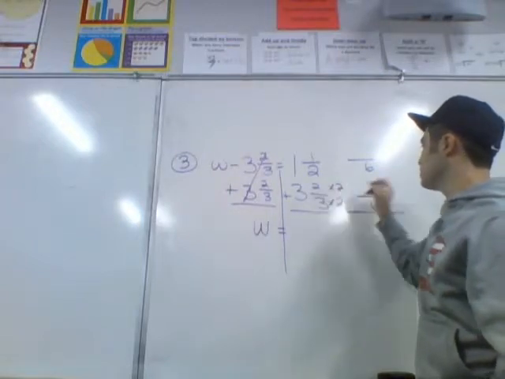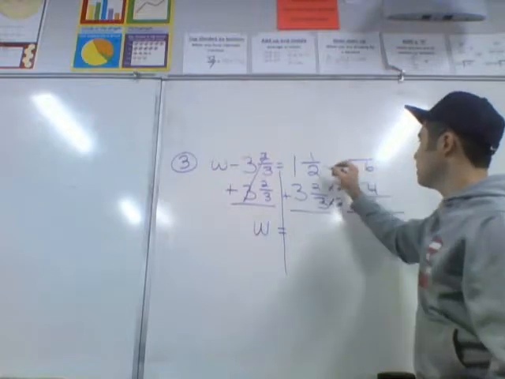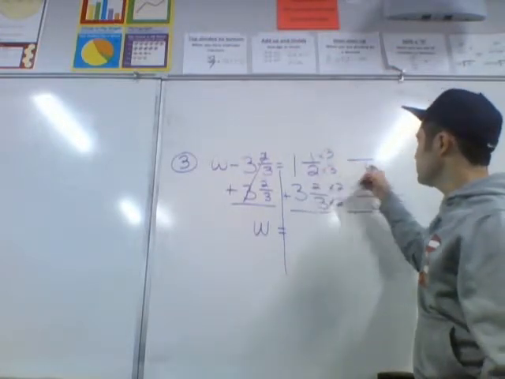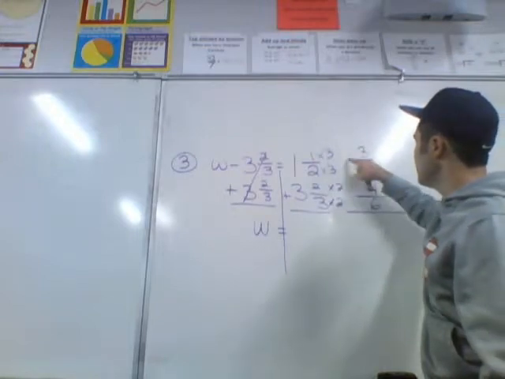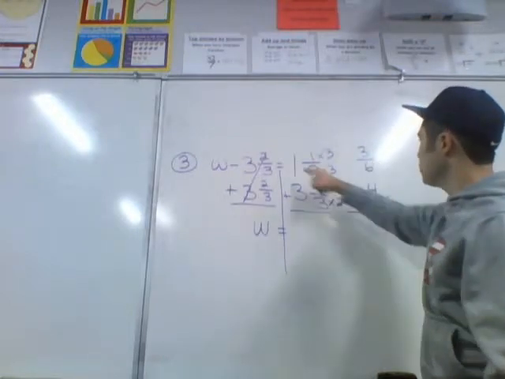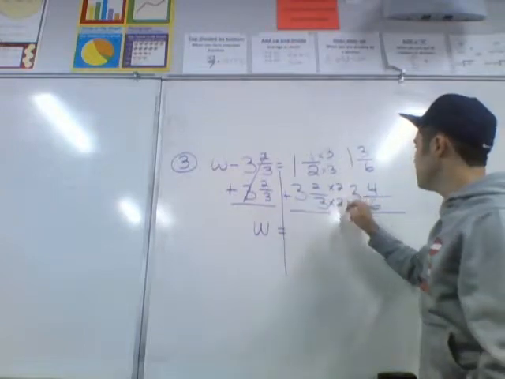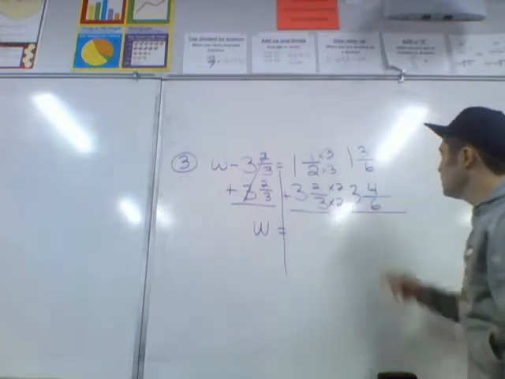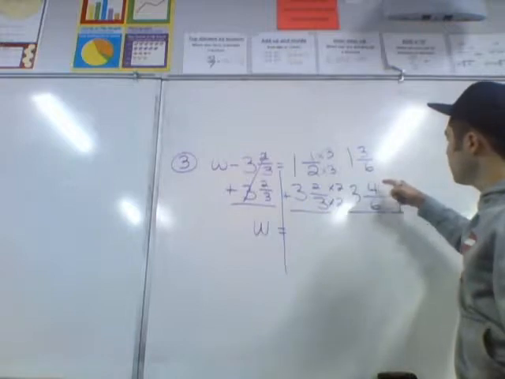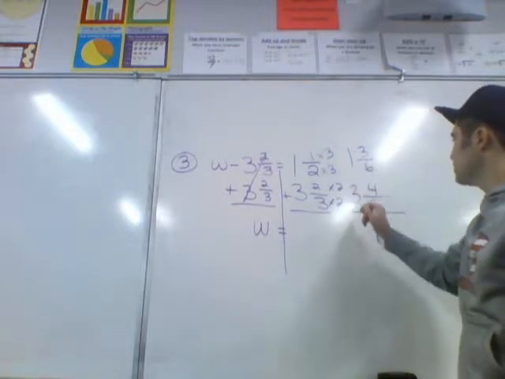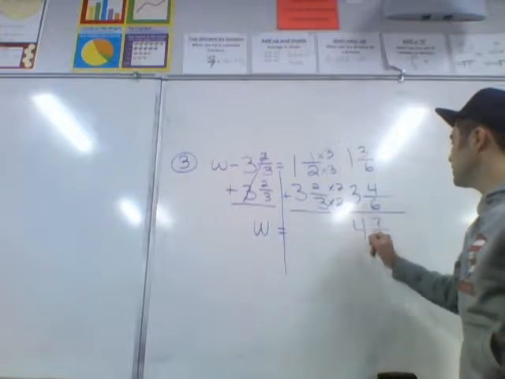3 times 2 is 6. 2 times 2 is 4. Then I'm going to multiply top and bottom by 3. 2 times 3 is 6. 1 times 3 is 3. And then do not forget your whole number, 1 and 3. And this is an addition problem. Okay, so 3 plus 4 is going to be 7 sixths. 1 plus 3 is going to be 4 and 7 sixths.